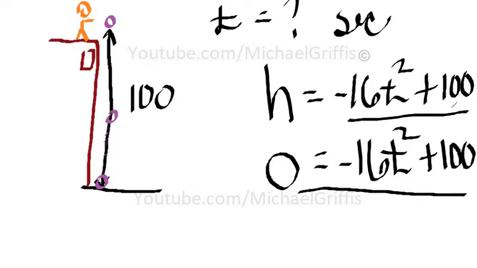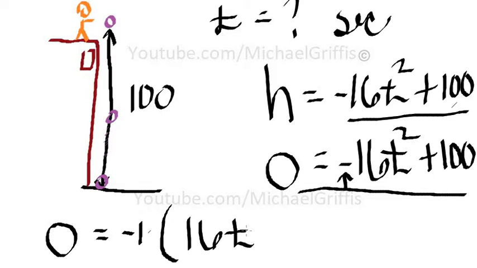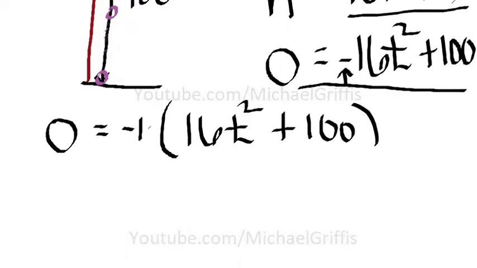How are we going to solve for t? Well, the best thing to do here is let's factor out this negative sign. I want to do that first. So 0 is equal to, let's factor out a negative 1, and we'll be left with 16 t squared plus 100. Now I want you to think back to when we were factoring binomials, because this is a binomial now.